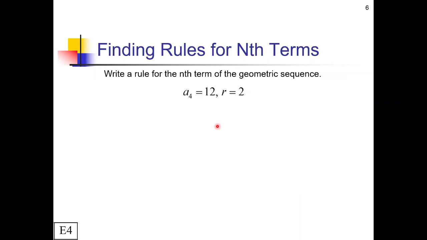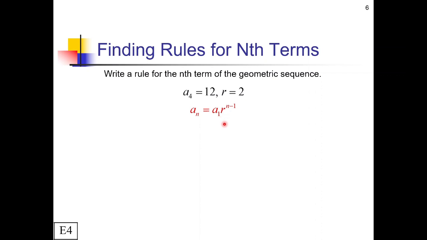For this next problem, we're just writing the nth term of this geometric sequence. We don't have to come up with the seventh term anymore. But it is a little trickier because they're not giving us a1. They are, however, giving us the r value, so we can at least use that. So let's write our formula again. a1 times r to the n minus 1, and this time we're going to have to find a1.